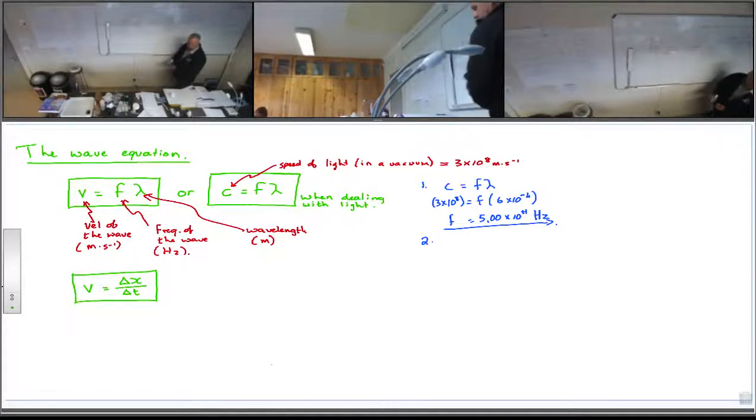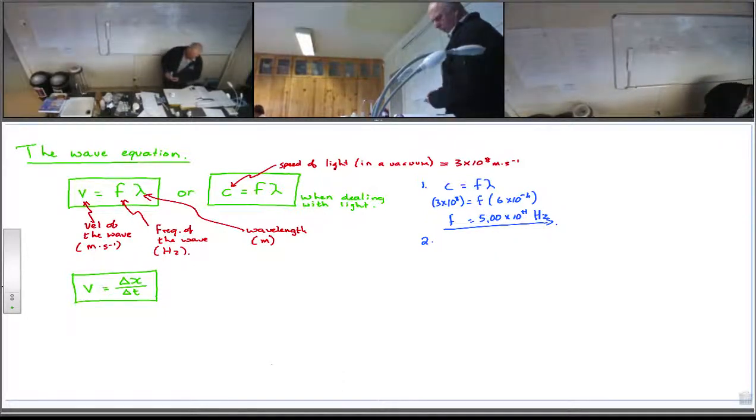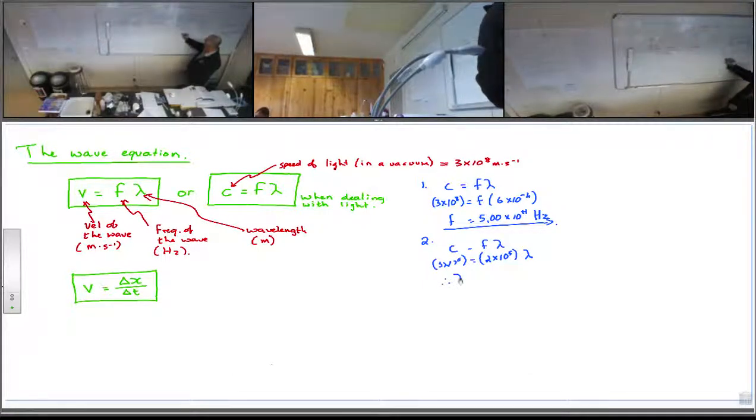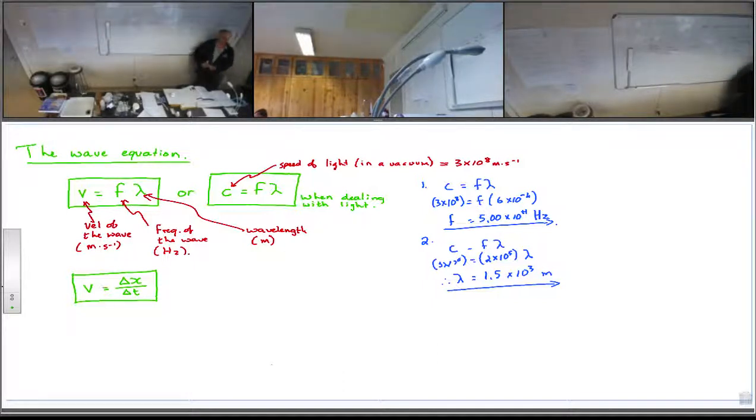Number 2. Let's read it. Calculate the wavelength of light having a frequency of 2 times 10 to the 5 hertz. Aidan. Yes. Right. 1,500 would be good enough. Okay. All happy?